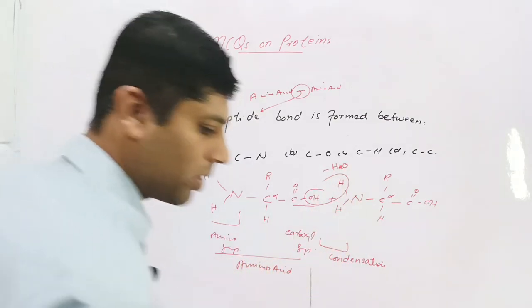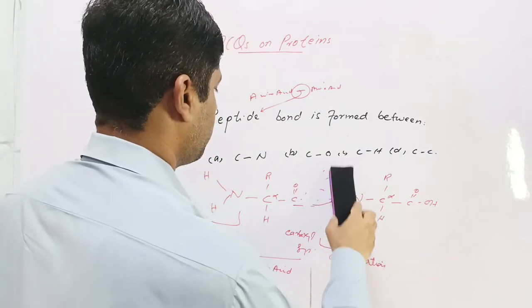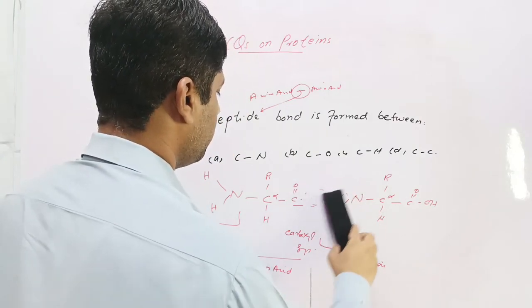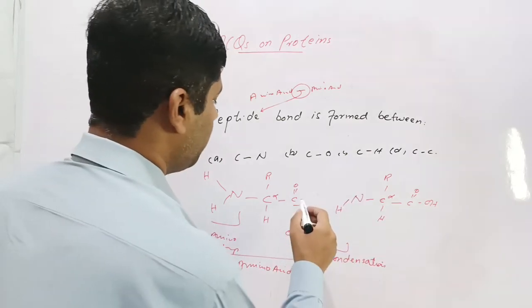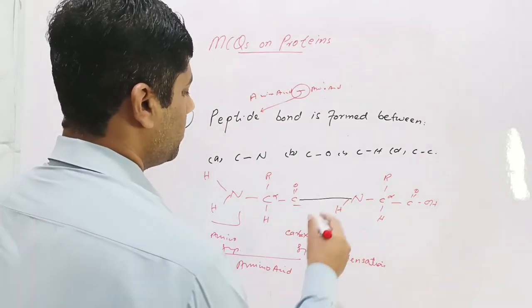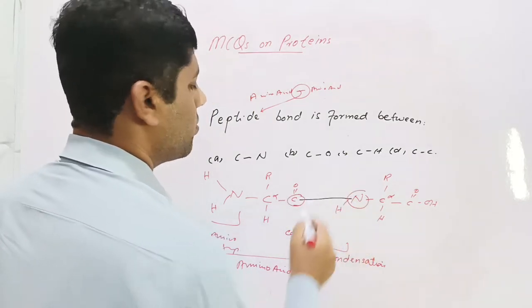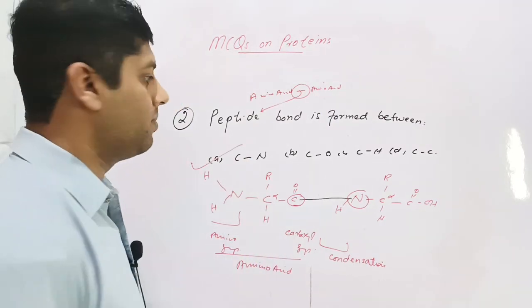So if we remove this water molecule, then the bond will be formed directly between the carbon and nitrogen atom. So the correct option here is the carbon and nitrogen bond. The peptide bond is formed between carbon and nitrogen atoms in the amino acids.